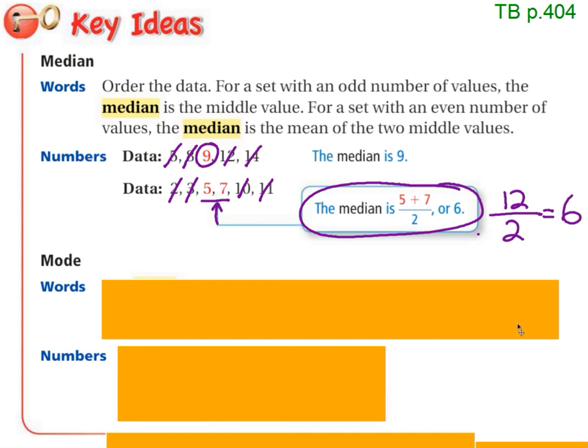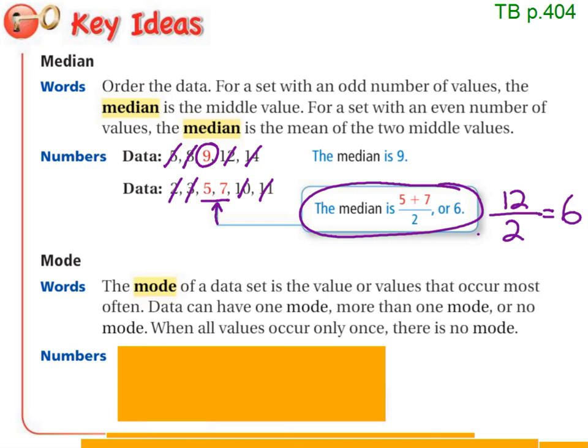The last measure of center we're going to talk about is mode. The mode of a data set is the value or values that occur most. So I really like to think about mode, most. Data can have more than one mode. It can have one mode, or more than one, or no mode at all. When all values occur only once, there is no mode.